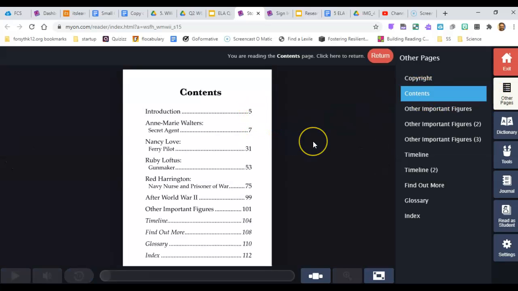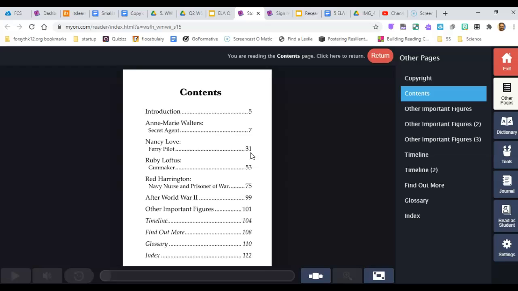You look at the table of contents, and you see here specific names of women. It looks like a secret agent, ferry pilot, a gun maker, Navy nurse and prisoner of war. And so these tell me, as I'm skimming, specific people and their story during World War II, how they contributed. And then you have other important figures and a timeline. So I'm going to look at the pages and say, okay, is this something that's going to help me, and where should I start? And you can jump to the page you want.